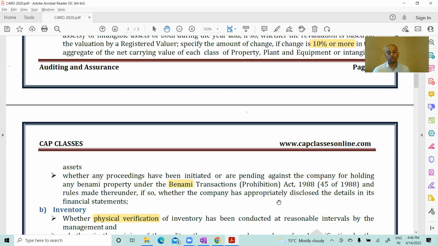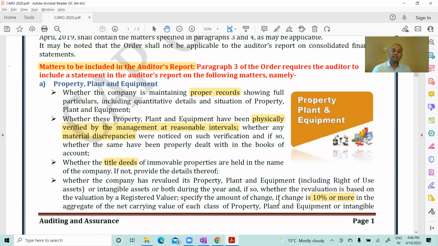This CARO 2020 is over. How is our IPL T20 match?